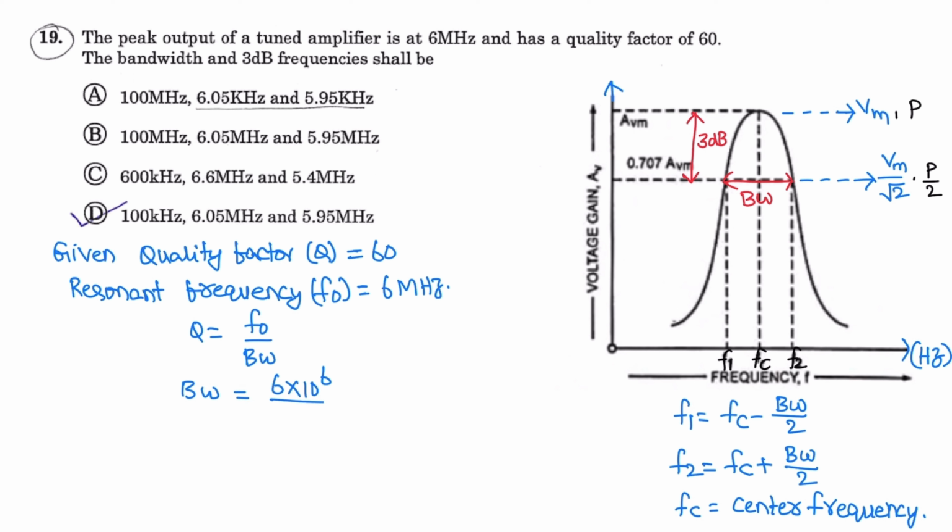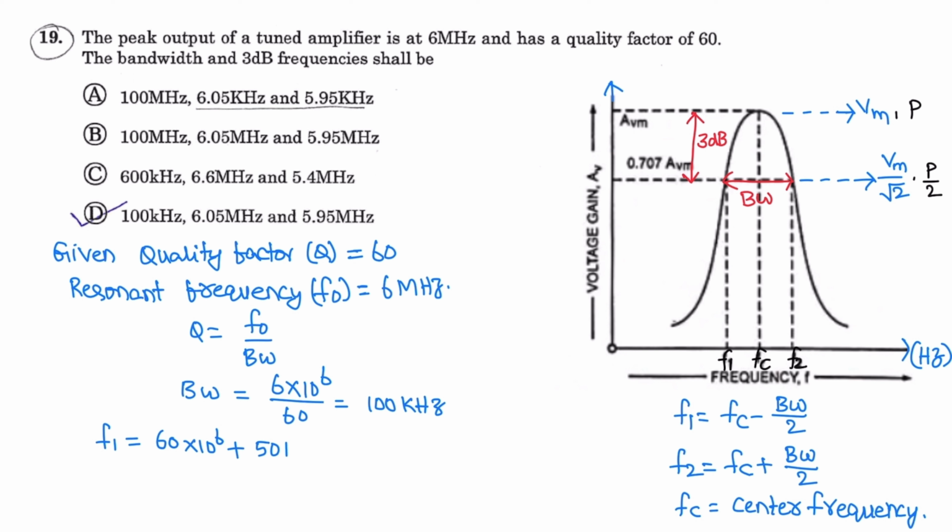So the bandwidth is 10 power 5. So 10 power 5 can be written as 100 kilohertz. Now the bandwidth is symmetrical along with the center cutoff frequency. So that is, lower cutoff frequency F1 is center frequency 60 megahertz, 60 into 10 power 6, plus bandwidth by 2, that is 100 by 2, 50 kilohertz.